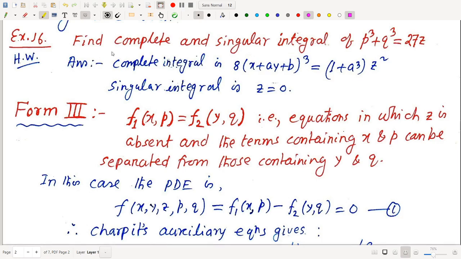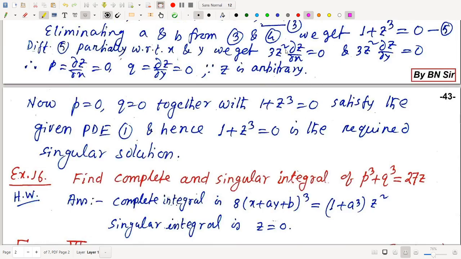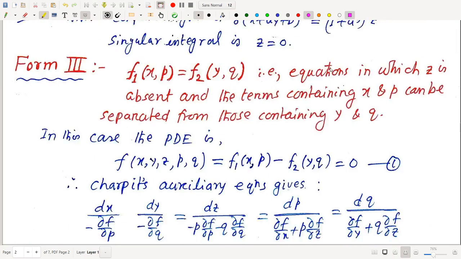Example number 16, homework. Find the complete and singular integral of this PDE. Answer is given. The singular integral here incidentally is Z equal to 0. Z equal to 0 means P equal to 0 and Q equal to 0. So P equal to 0, Q equal to 0 and Z equal to 0 is satisfied, but how Z equal to 0 is obtained we shall see in the solution. You will see in the solution by this process. Okay, this is about form 2.